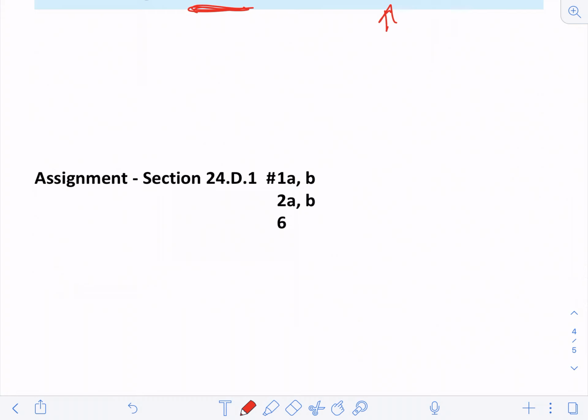So check out these few problems here in 24D1, numbers 1a and b, 2a and b, and number 6. Please make sure, again, to use a calculator. And if you look at the online normal distribution calculator, the only thing different now when you use this function is that you're actually going to put in the area, and it's going to give you the standard score z. So you're going to leave the top box blank, and it's going to give you the second box, as opposed to before. So that should work for you.